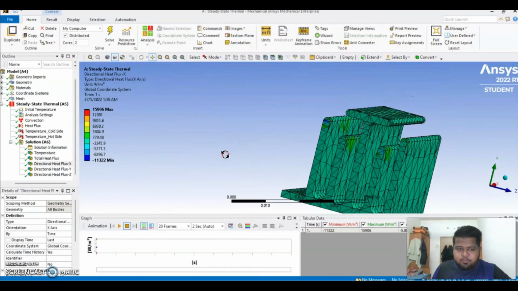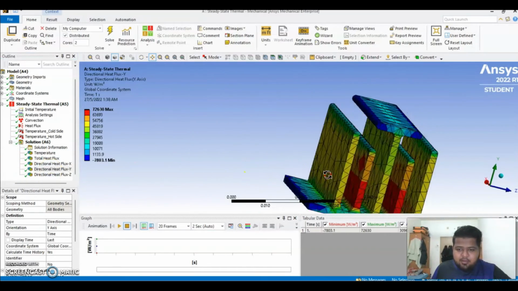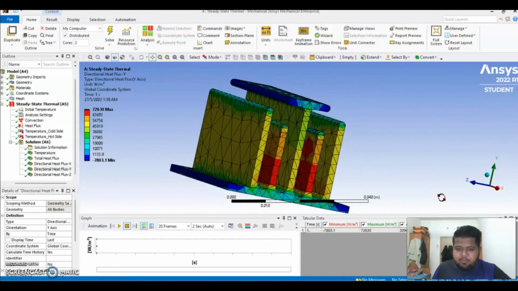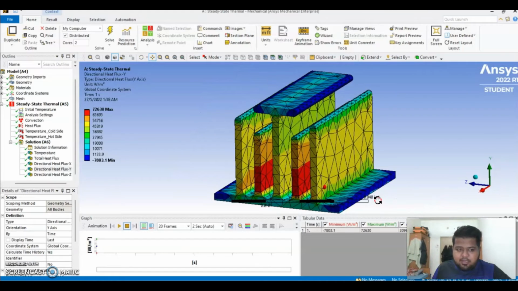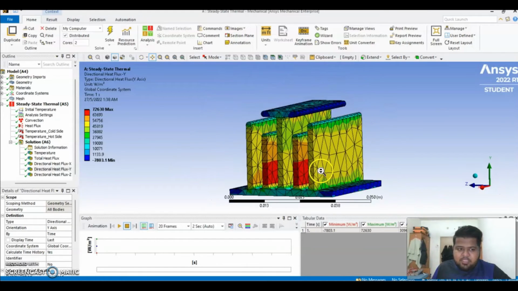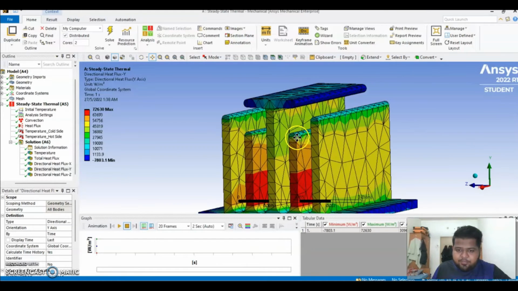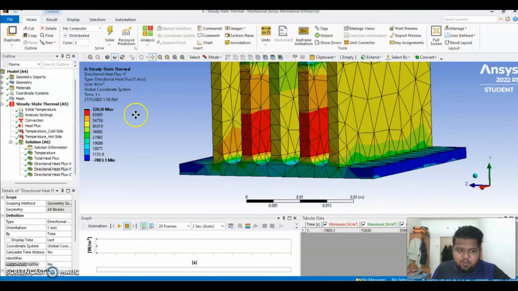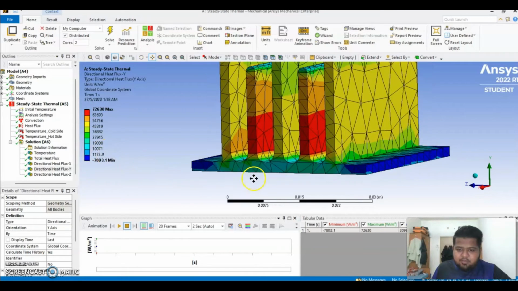Well, for the y-axis, you are able to see the total directional heat flux, which is similar to the total heat flux. There is a wide range of values ranging from 7,260 to 10,071.